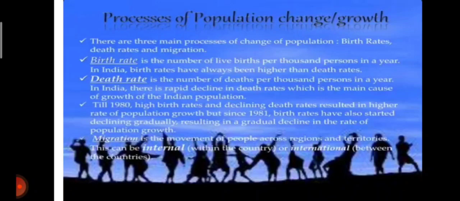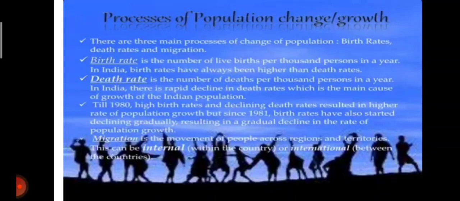There are three main processes of change of population. First is birth rate, second is death rate, and third is migration. In migration, international migration is also responsible. Birth rate is the number of live births per 1,000 persons in a year. In India, birth rates have always been higher than the death rates. Now, death rate is the number of deaths per 1,000 persons in a year.